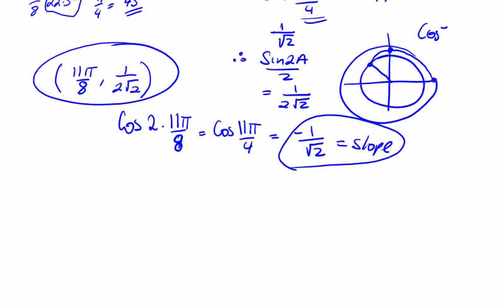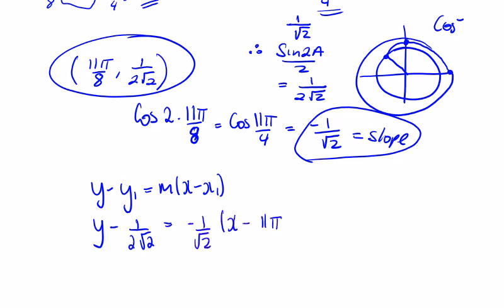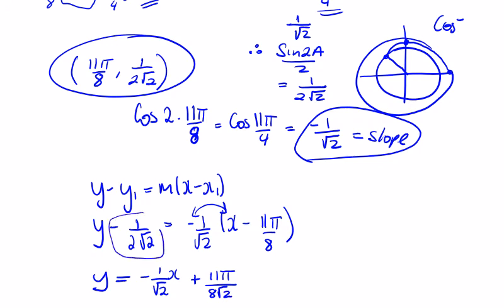And I have my point. So the equation of this line, y minus y1 is equal to m times x minus x1, is y minus 1 over 2 root 2 is equal to minus 1 over root 2 times x minus 11 pi over 8. We simplify to get y on its own. y is equal to minus 1 over root 2 times x, plus 11 pi over 8 root 2, and then we're going to have this one here brought across, plus 1 over 2 root 2.